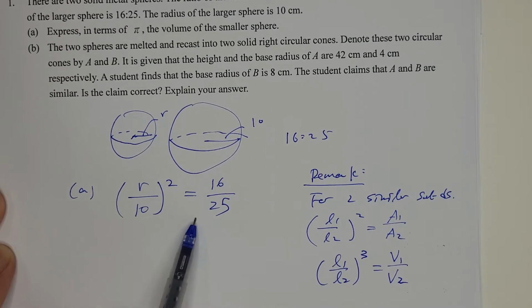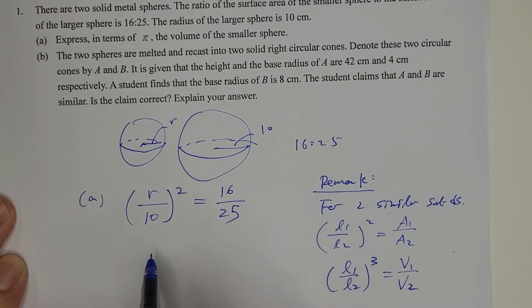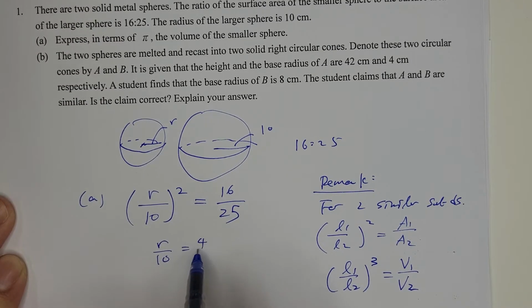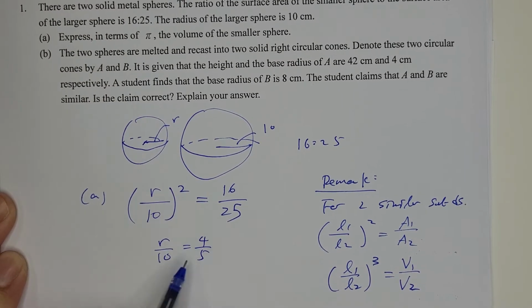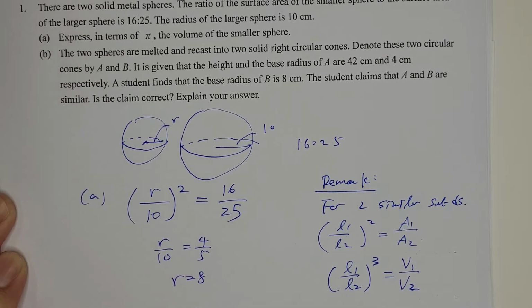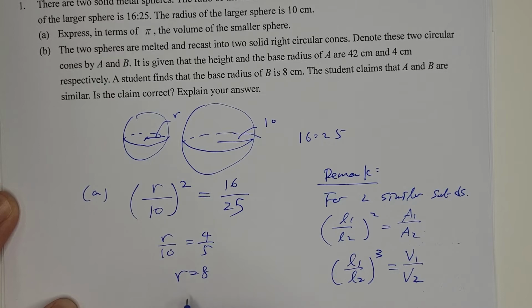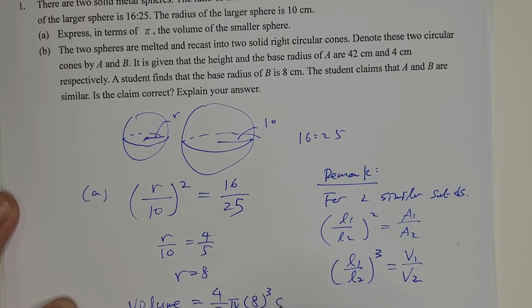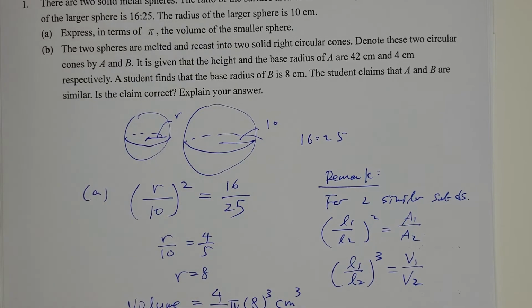And here you need to find R. So taking the square root of both sides, you get 4 over 5. Of course you will not consider the negative number, so R here is 8. When you get R equals 8, then you can find the volume of the smaller sphere. That will be 4 over 3 times pi times 8 to the power 3 cm cube.